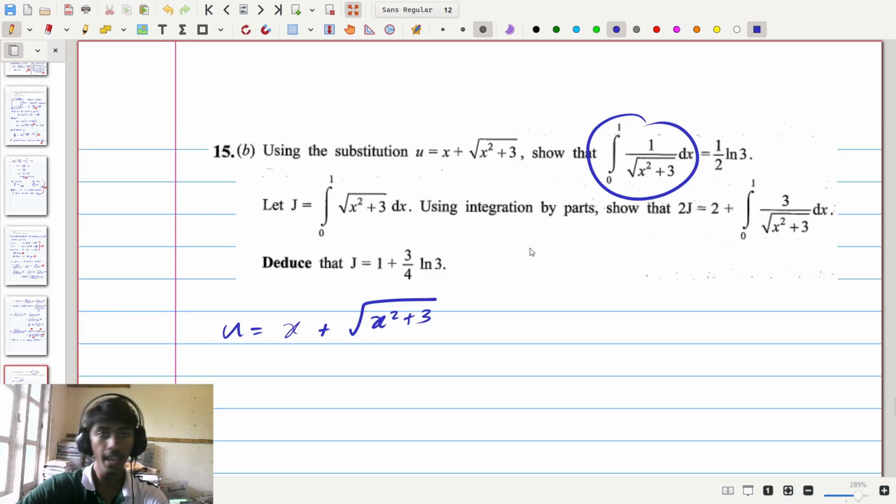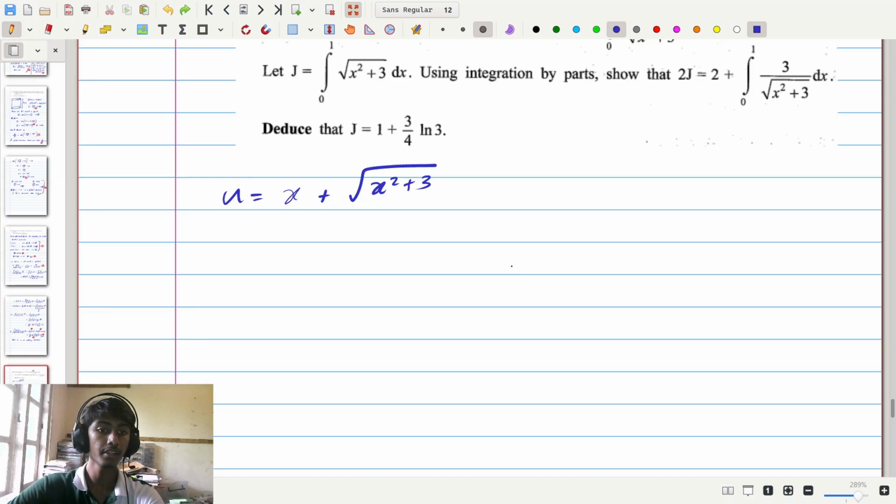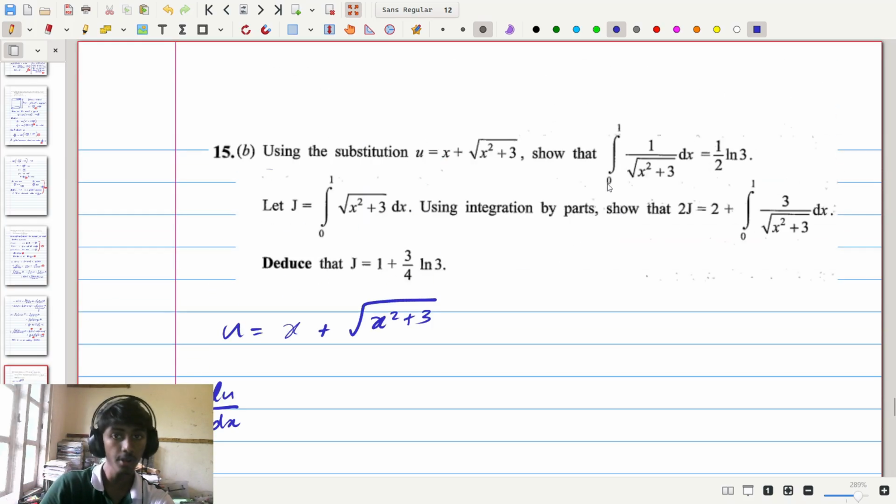Now, in order to do the substitution, we need this, but we also need to find du by dx, and we need to find the two values of u, the first value of u at x equals 0, and the second value of u at x equals 1, in order to replace the limits in our integral. So we need to find du by dx, and after that the value of u when x equals 0, and the value of u when x equals 1.